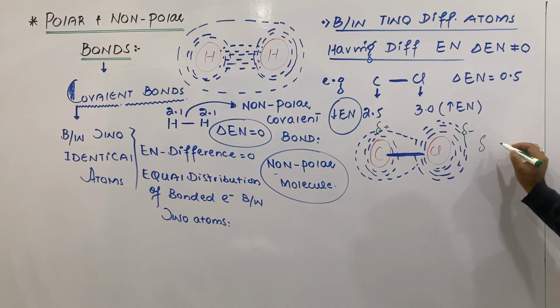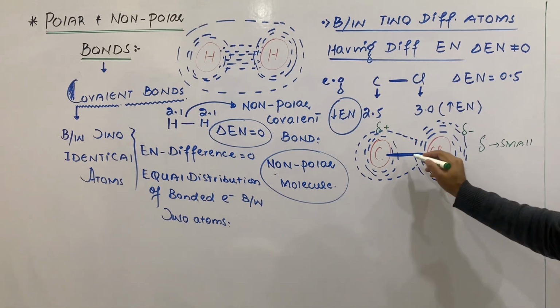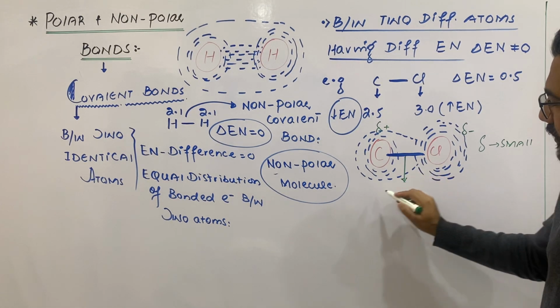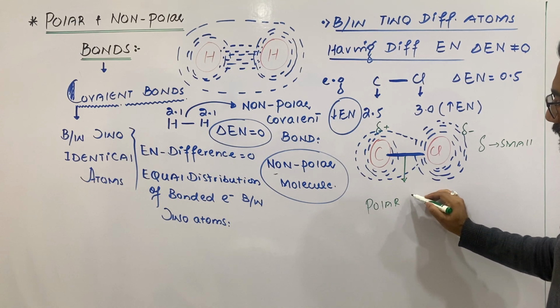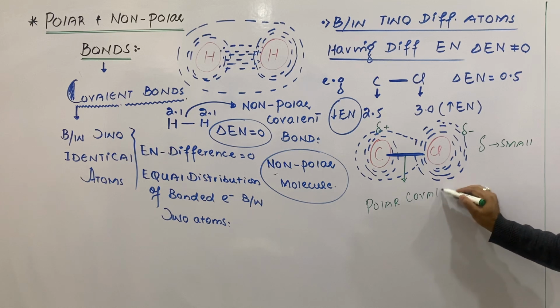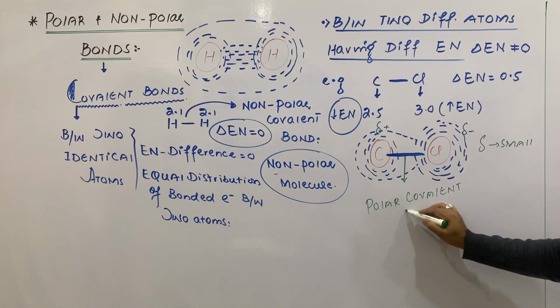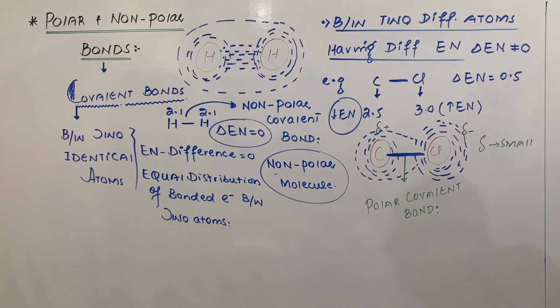Here delta is a Greek symbol which means small. So there will be a small positive charge on the carbon atom, and there will be a small negative charge on the chlorine atom. And this bond, because it has two poles, one the positive pole, the other the negative pole, will be considered as a polar covalent bond.